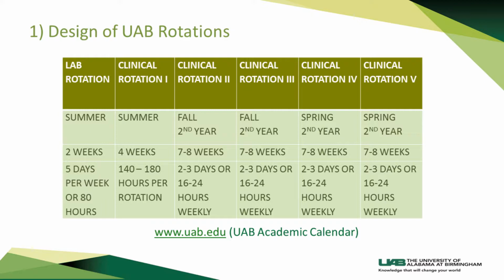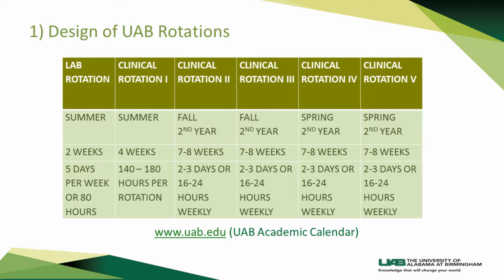Rotations 2 through 5 are during the school year and last 7 to 8 weeks each. All students will have a clinical rotation in each of the following disciplines: prenatal, pediatrics, cancer, and specialty adult. The 5th clinical rotation can be a repeat of one of these disciplines, or it can be a unique rotation, such as research or genomics. During these rotations, students are typically in clinic 2 to 3 days per week. This is because students also have classes and graduate projects going on during the school year.